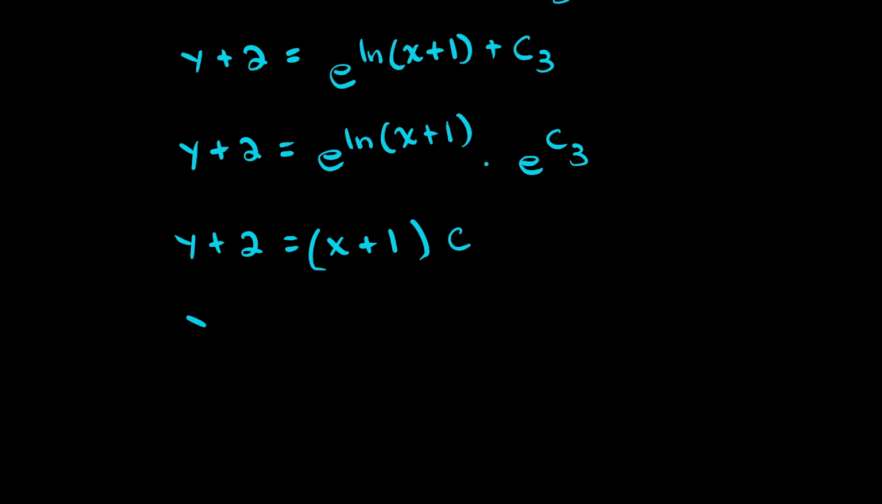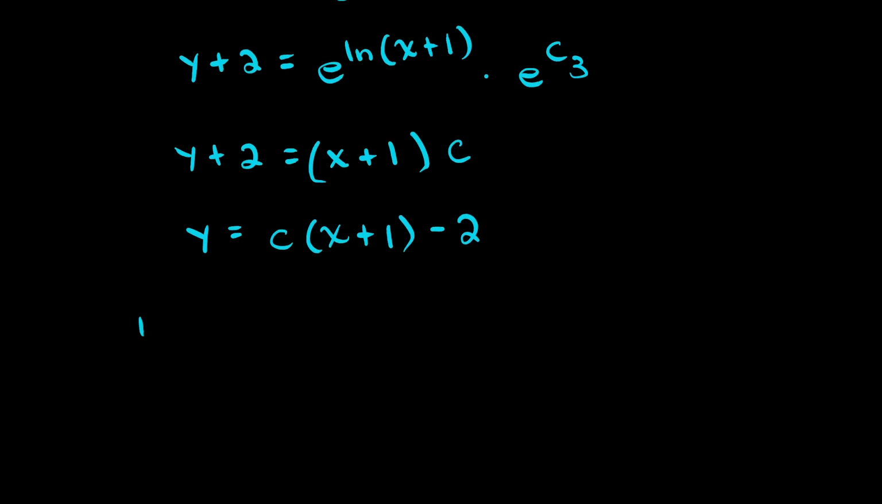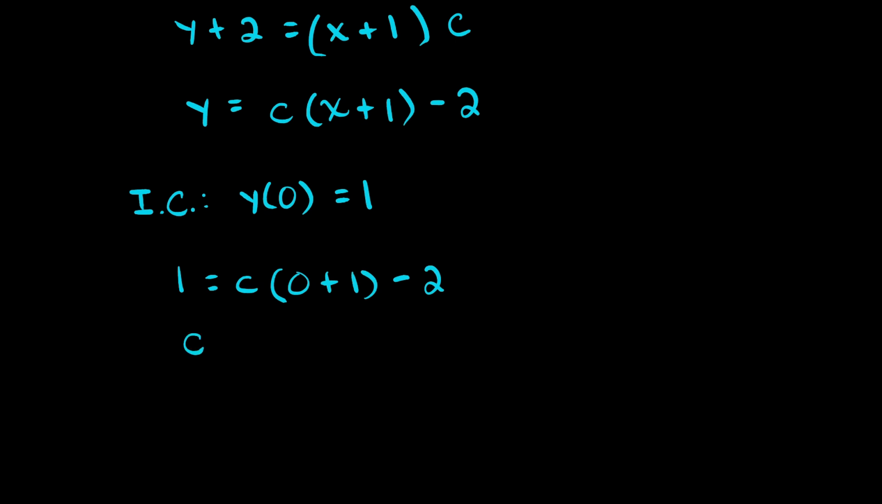So what we have here, we can now solve for y. And we'll have something of this form. Now, because we're given the initial condition, we can solve for c. So we know the initial condition is that y(0) is equal to 1. So with this, now we go back to our equation and we can say that 1 equals c times 0 plus 1 minus 2. And solving for c, we get 3.